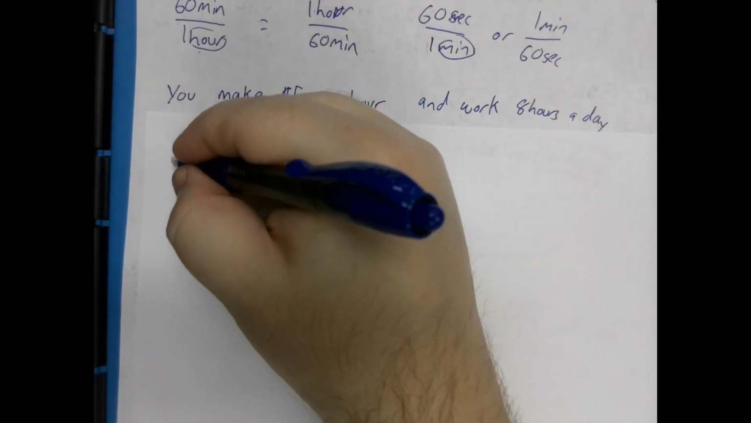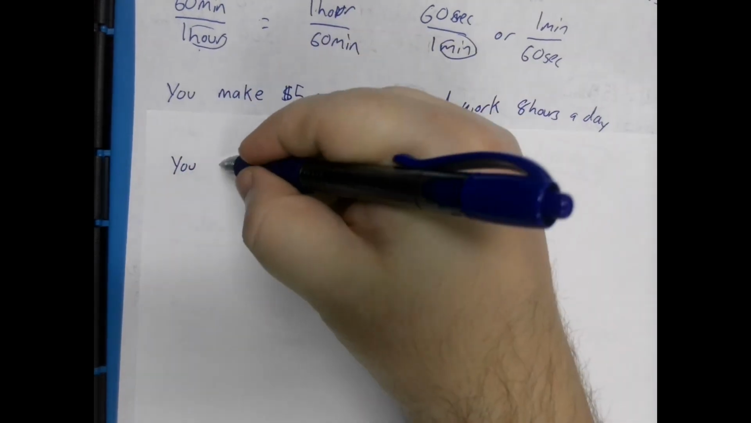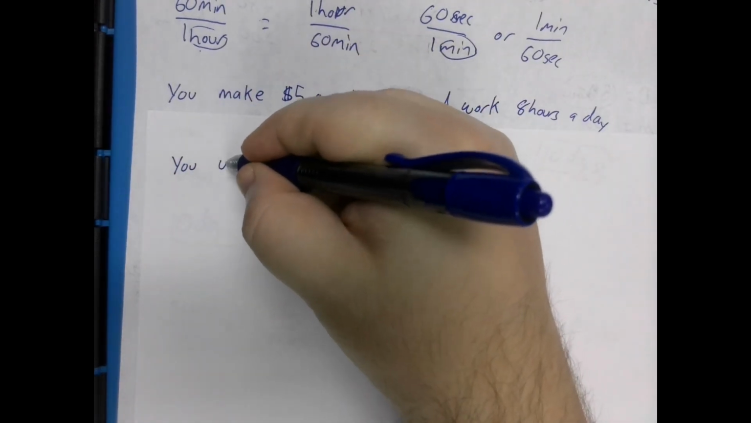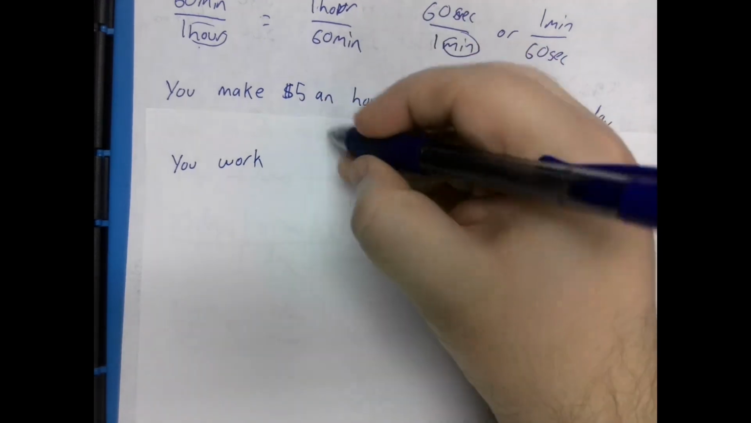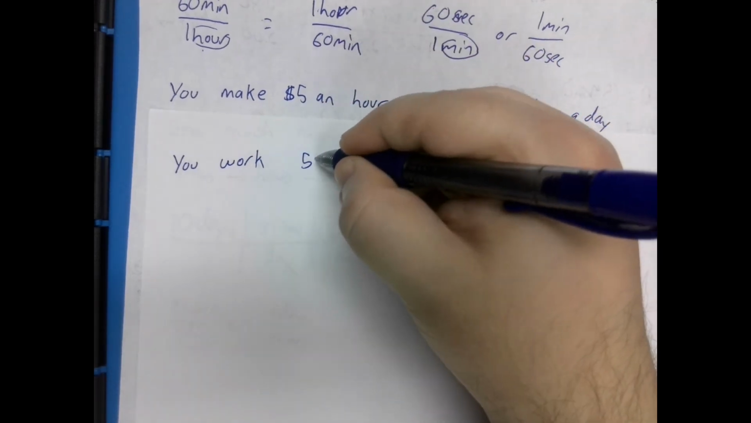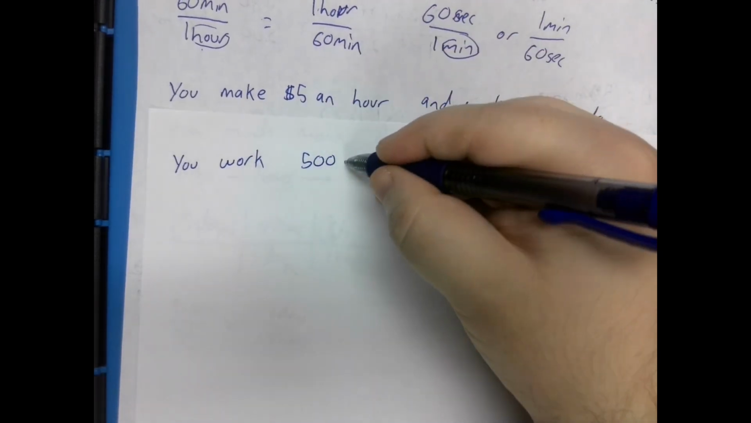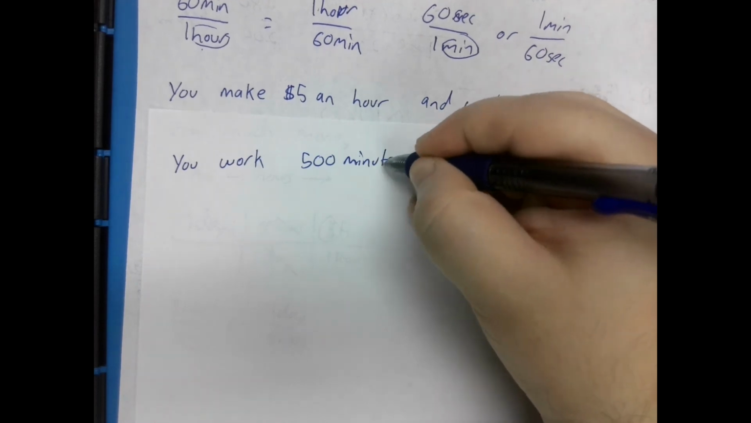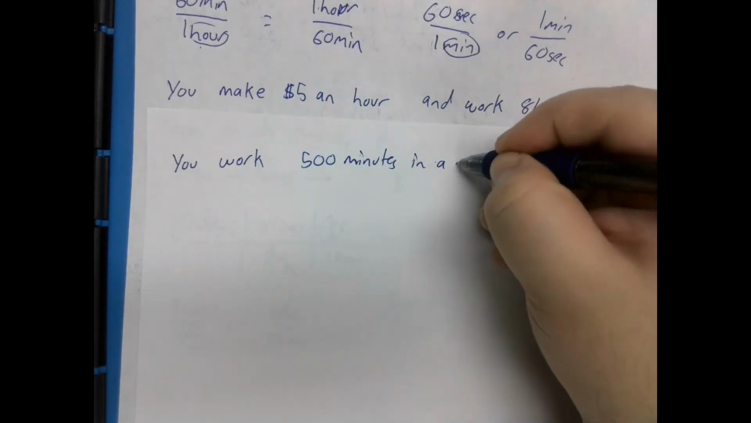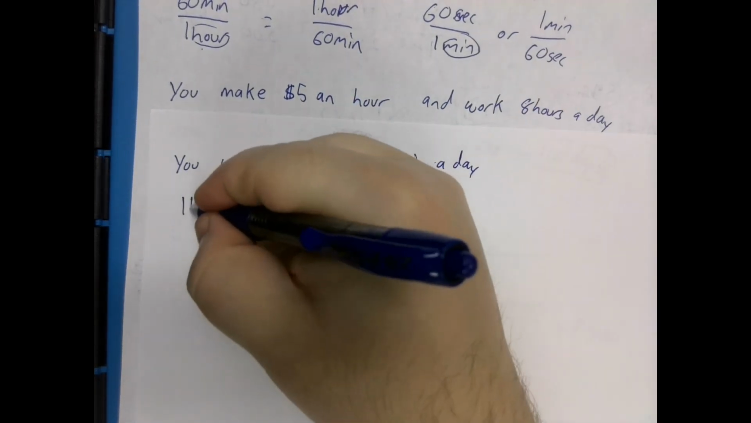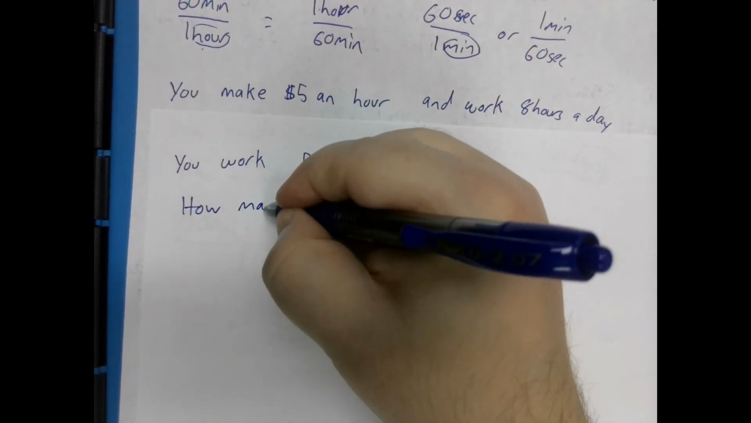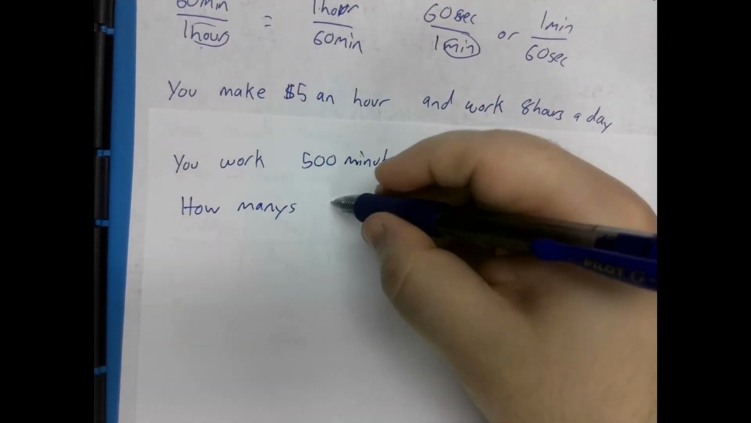Let's do an example somewhat like number 4. So you work 500 minutes in a day. How many hours per day is that?